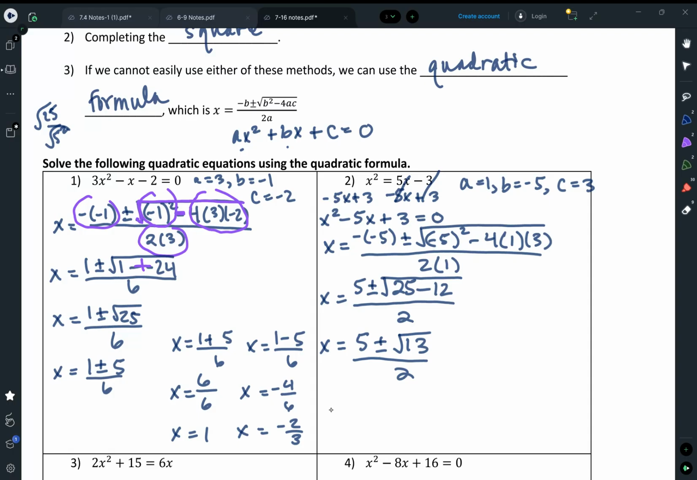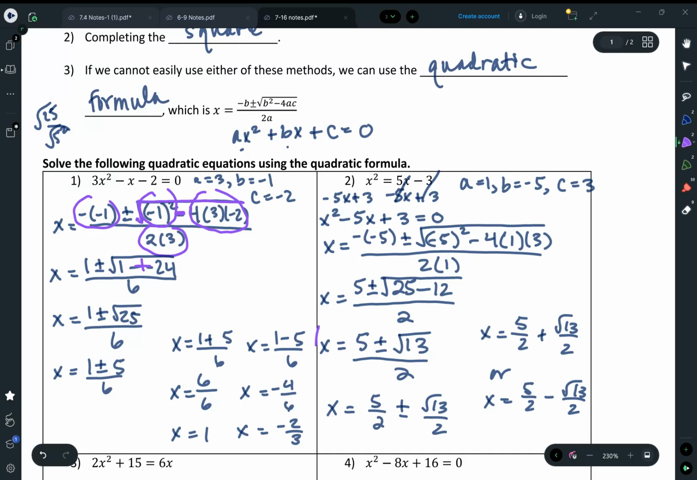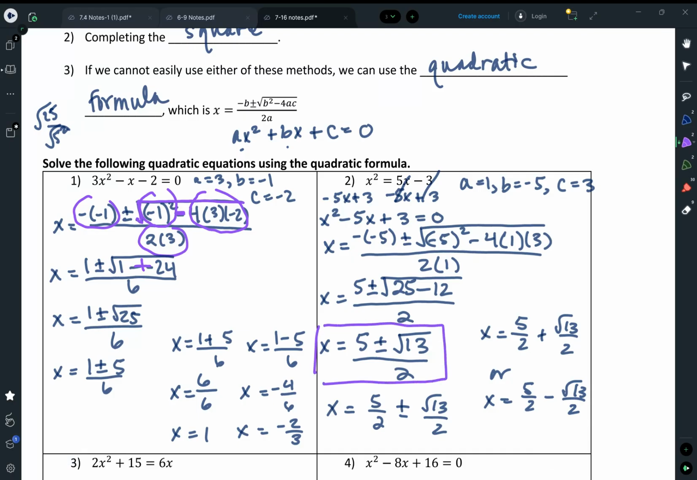The book is probably going to take one step further and say this is 5 halves plus or minus the square root of 13 halves. So you could certainly break it apart. If you were feeling really fancy, you could even write x equals 5 halves plus the square root of 13 over 2, or x equals 5 halves minus root 13 over 2. I don't think it's necessary to do all of that. We are really happy if you can get your answer to right here and then stop.